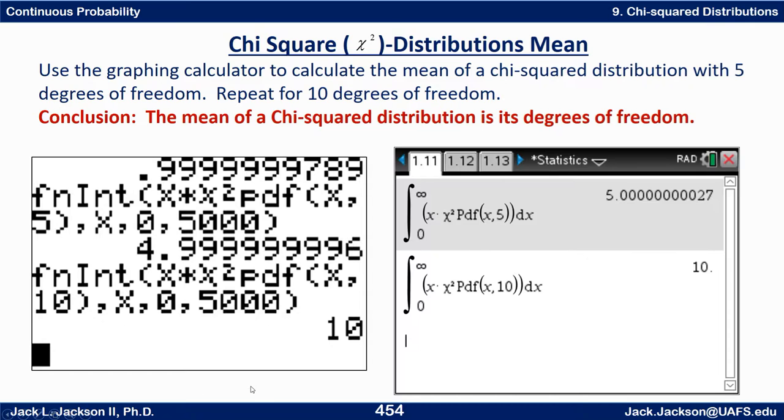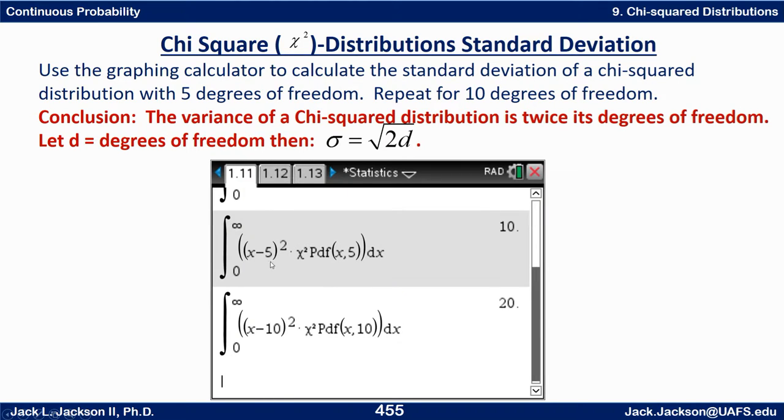What about its standard deviation or variance? Well, to find the variance, I'm just going to do it on a TI-Nspire here. In general, to find the variance, you take x minus the mean, square it, then multiply it by the PDF. Now, if this is a chi-square PDF with 5 degrees of freedom, I put the 5 here, then it's x minus 5 here because we just found that the mean and the degrees of freedom are the same. And of course, you want to sum that up for all possible x values. That's going to be our integral there. And it turns out to be 10. And then when I change this to 10, this is 20. You could try several more to verify this, but it turns out that the variance is just twice the degrees of freedom. So if the degrees of freedom is d, then the standard deviation is the square root of 2d.